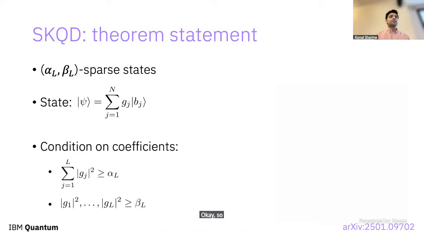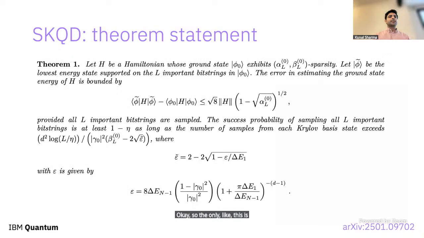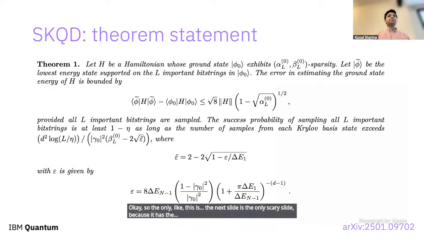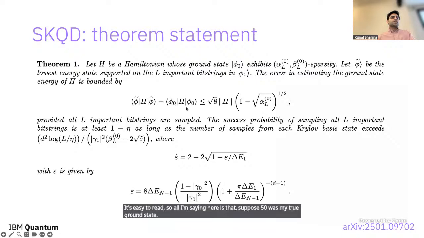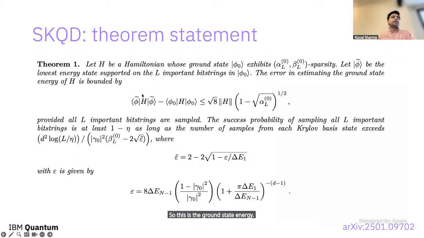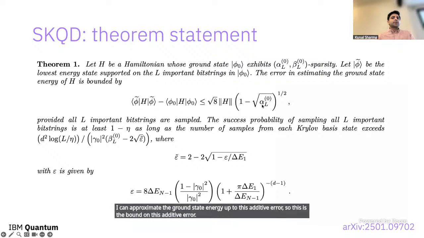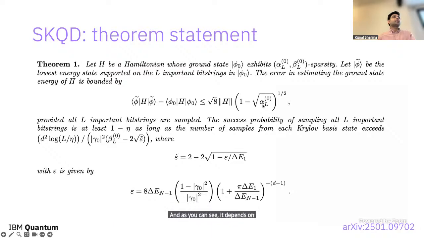Okay, so the next slide is the only scary slide because it has the proof details, but it's easy to read. All I'm saying here is that suppose phi 0 was my true ground state. So this is the ground state energy. I can approximate the ground state energy up to this additive error. So this is the bound on this additive error. And as you can see, it depends on this sparsity parameter. So if the ground state was really sparse, then you can actually achieve zero error if you need.